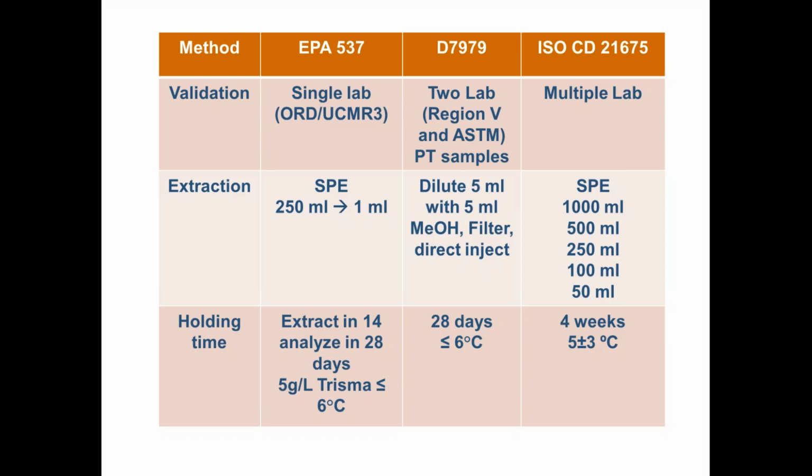The ASTM method is very different in that 5 mL of sample is collected in a 15 mL tube. At the laboratory, 5 mL of methanol is added and the sample is injected. There is no SPE. Instead, there is a 1-to-1 dilution as PFCs are co-solvated into the 50-50 methanol water mixture. Holding times for all the methods are very similar. And since the EPA 537 is expecting chlorinated samples, Trizma is added.